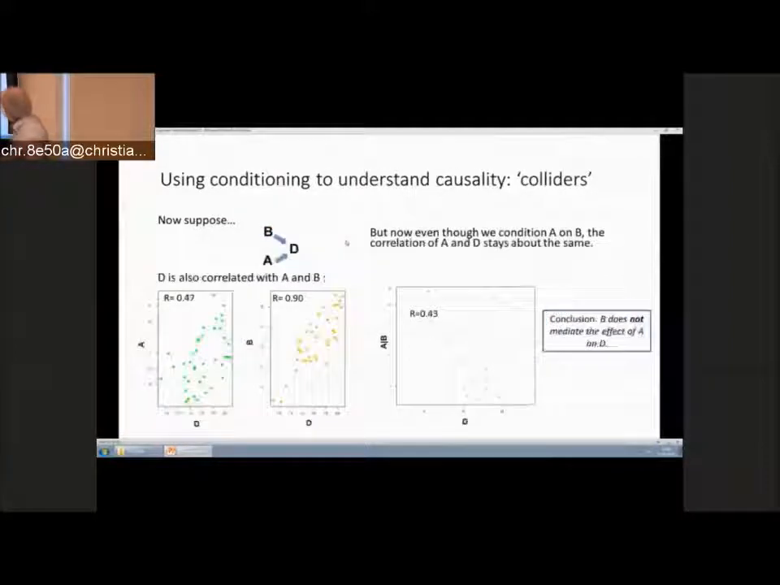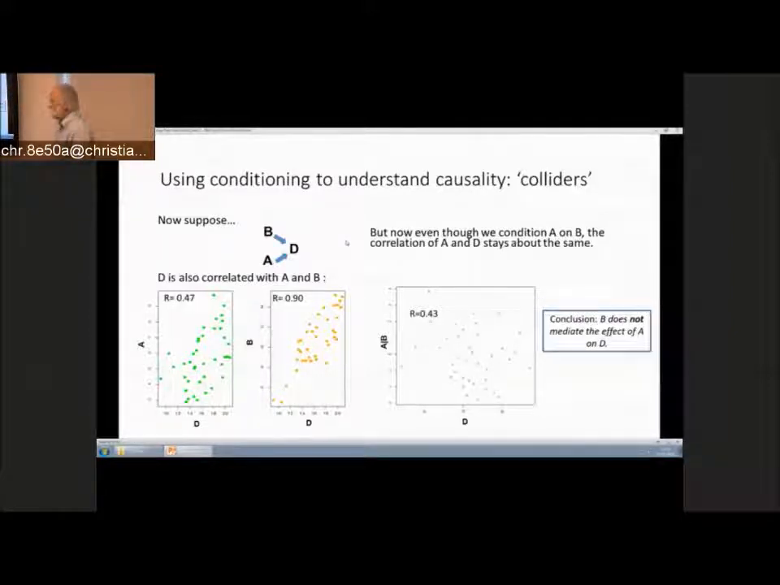On the other hand, you can have the so-called collider situation, where A and B are acting on the end of the chain independently. And so A doesn't depend on B or B on C. Again, you see these correlations of A, B, B with D. They look similar. But when you condition A on B, the correlation essentially is preserved because B doesn't tell you anything about A. So conditioning on it changes nothing.